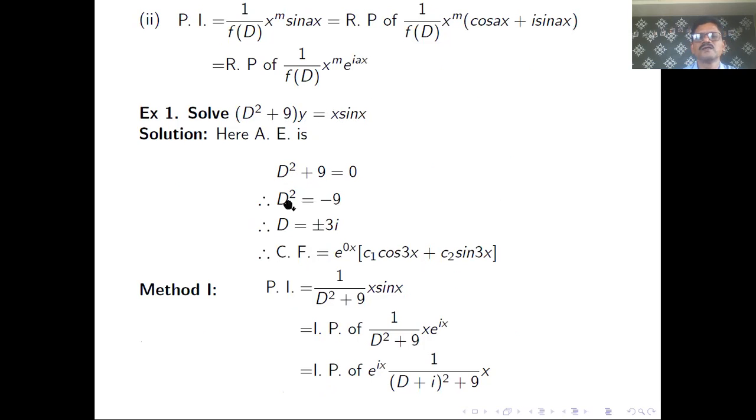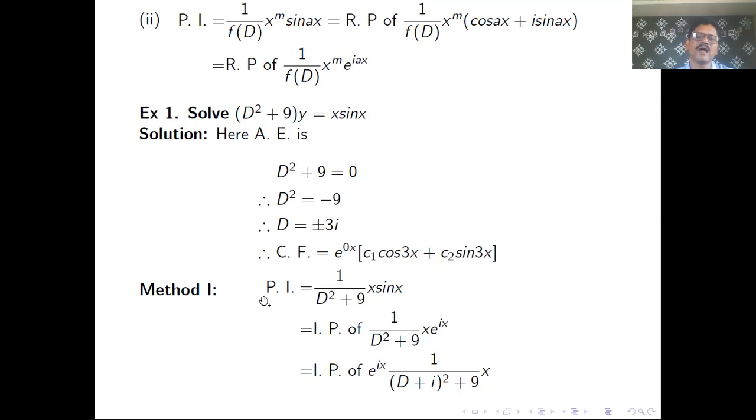It gives D square equal to minus 9, and taking square root on both sides, you will get D equal to plus minus 3i. So you write this as 0 plus or minus 3i, and compare it with alpha plus or minus i beta. There you will get alpha equal to 0, beta equal to 3. So the CF you will get is e raised to alpha x, that is e raised to 0x, into c1 cos beta x, beta is 3, so c1 cos 3x, plus c2 sin beta x, so c2 sin 3x.